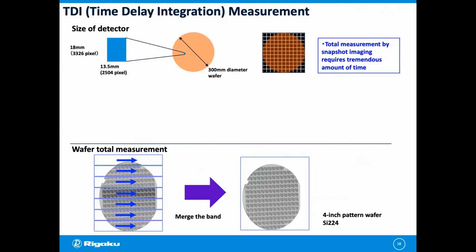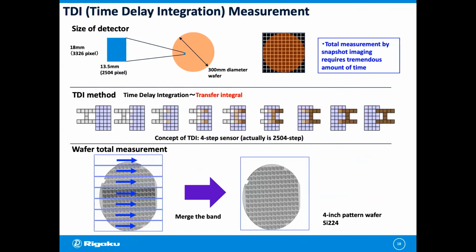In the measurement, we can use two methods. One is snapshot mode, the other is TDI mode. TDI is time delay integration measurement. The sample is traversed with X-ray exposure in TDI measurement.